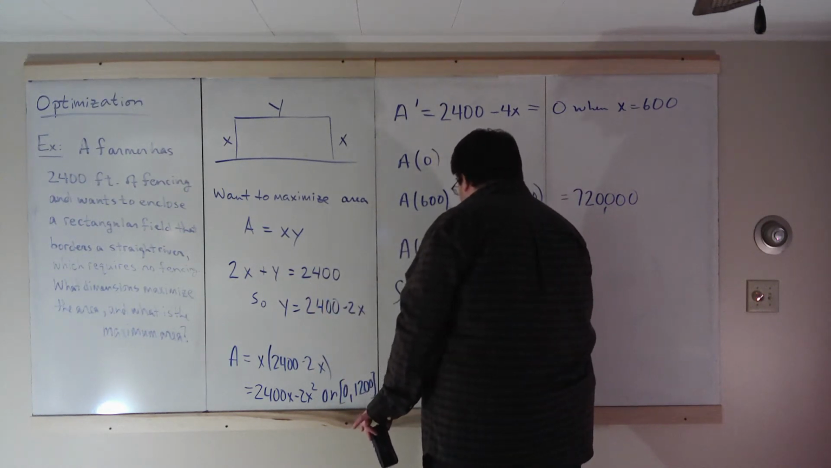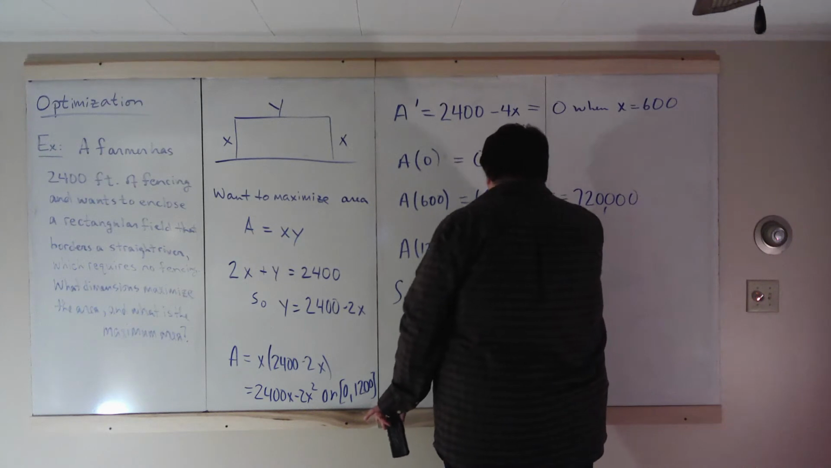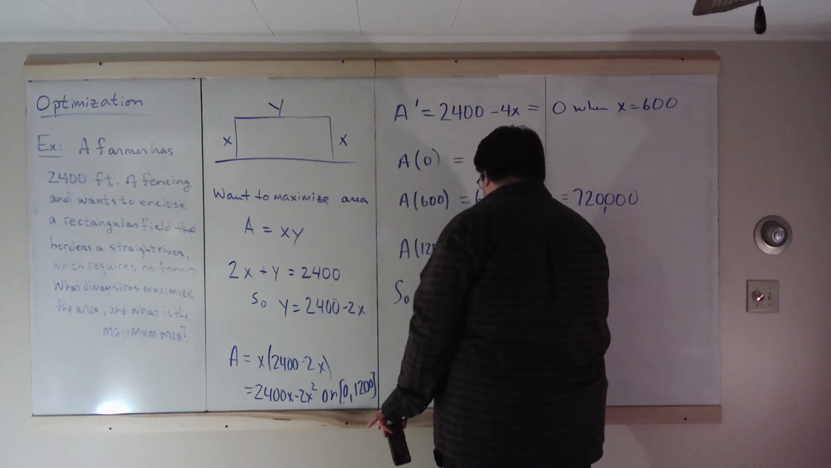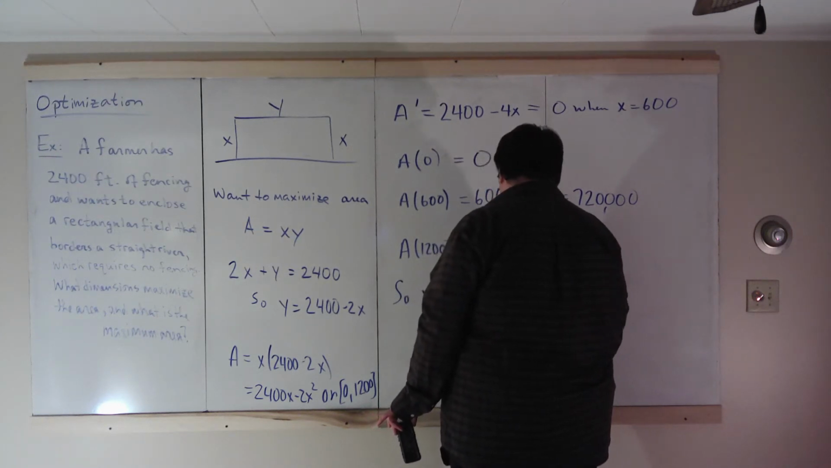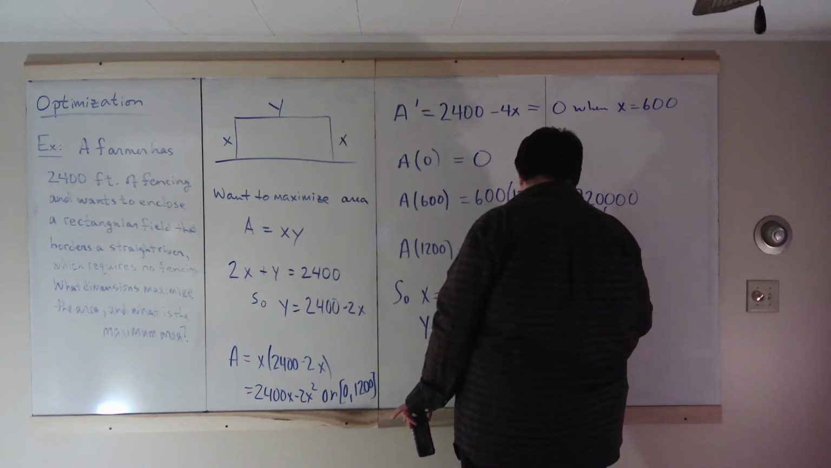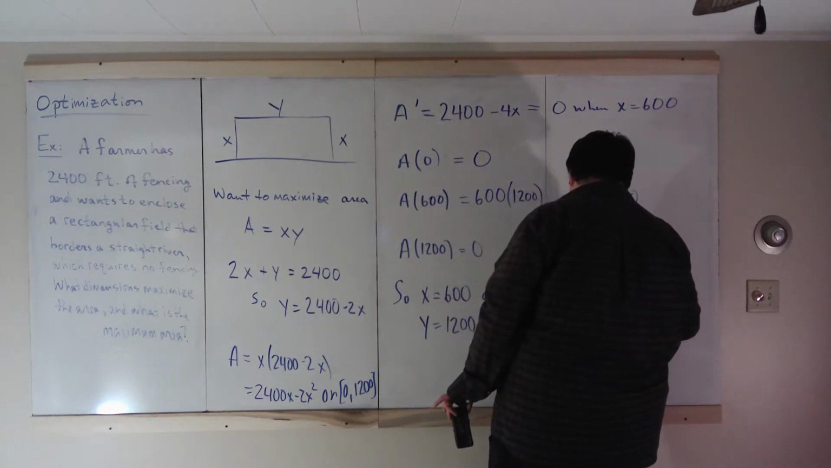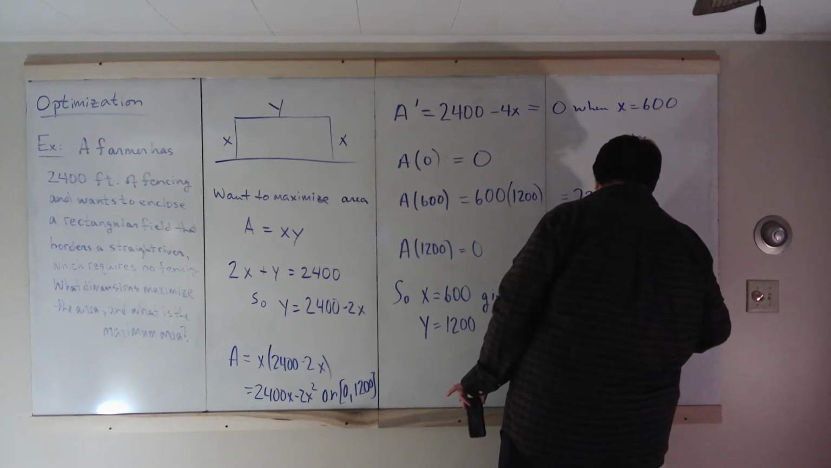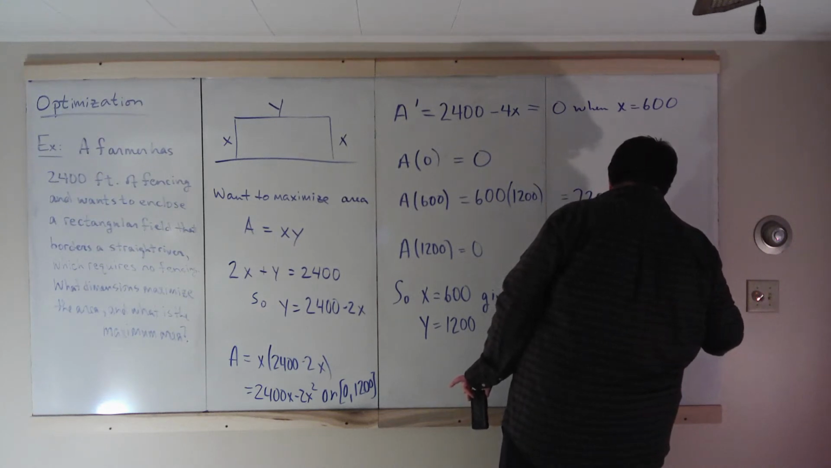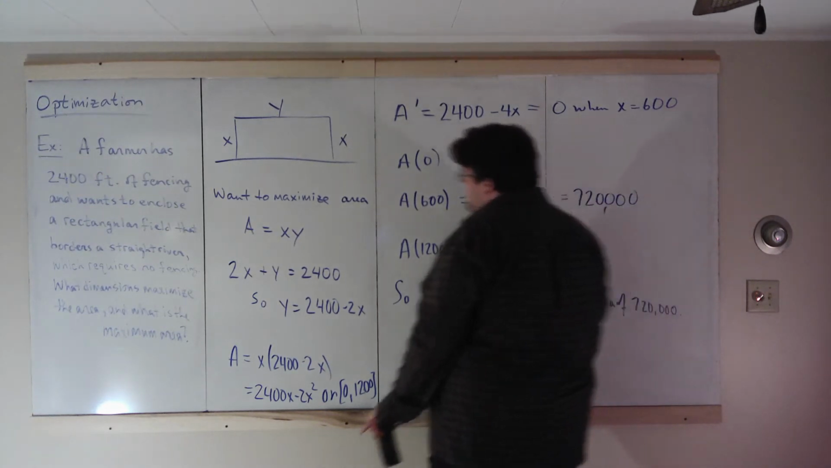So x is 600, y equals 1200, they're both feet. Give a maximum area of 720,000 square feet.